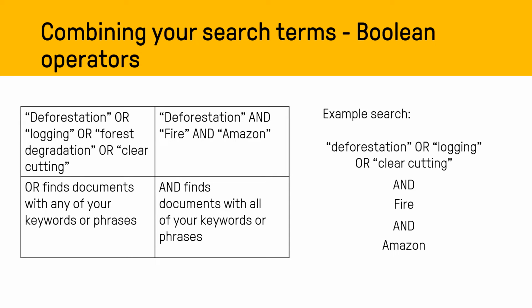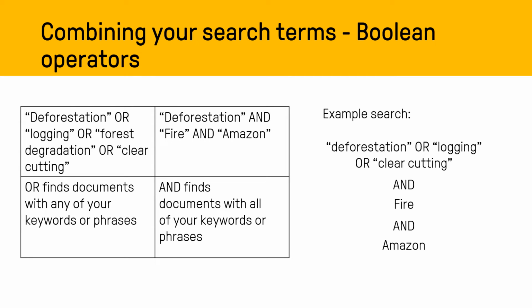So looking at a more practical example, let's return back to our earlier question. How much does deforestation contribute to fires in the Amazon? So starting with the term deforestation, you can see I came up with a few alternative terms, such as logging, forest degradation, and clear cutting.